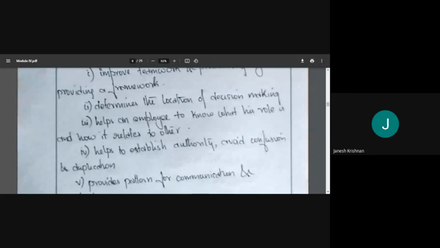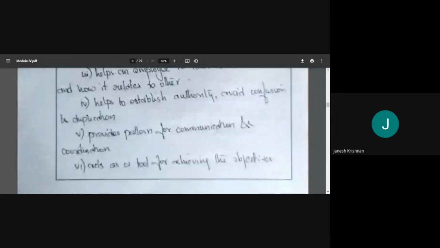Right? Then provides patterns for communication and coordination. Who will answer to whom? In communication, your guide will send you to the project coordinator. The project coordinator may send you to the next person. Sometimes you have to go out of campus. So you have to follow this pattern. Right? It acts as a tool for achieving your objective.